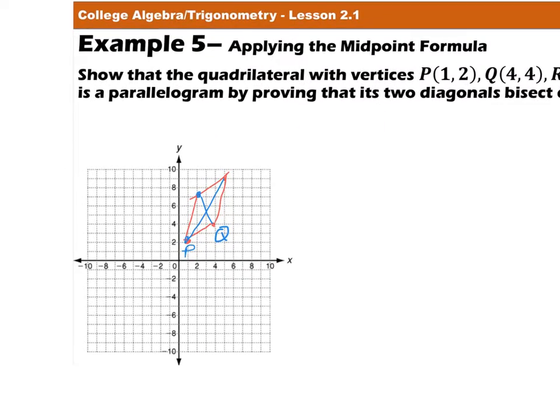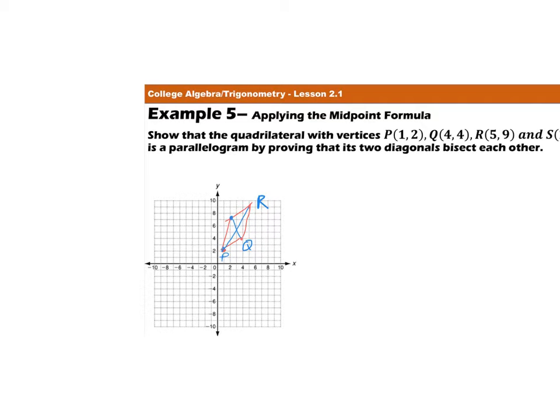R is 5, 9. 5, 9 is R. Okay, so we have P, Q, R. What am I missing? S.